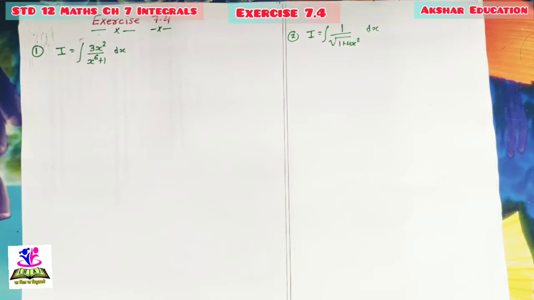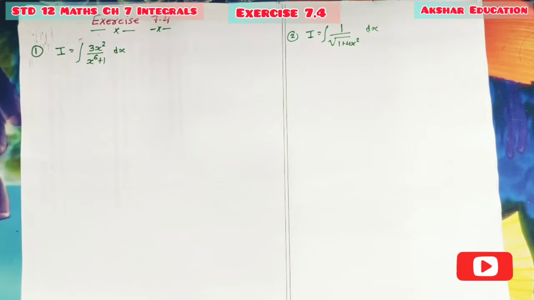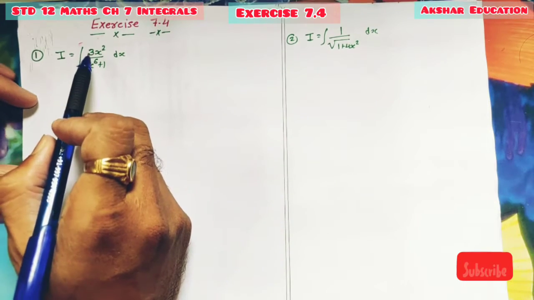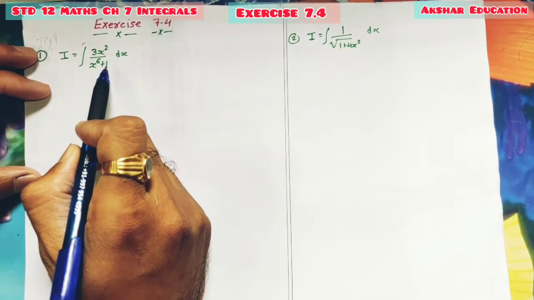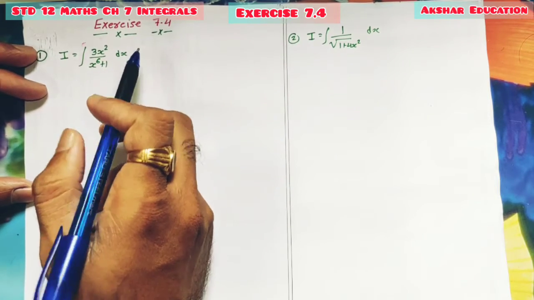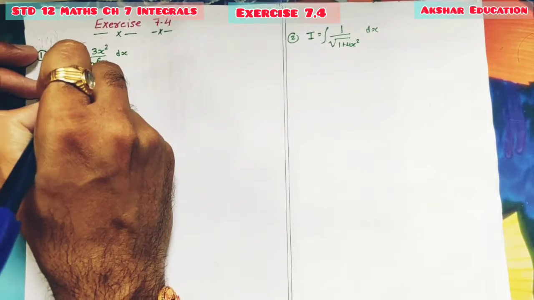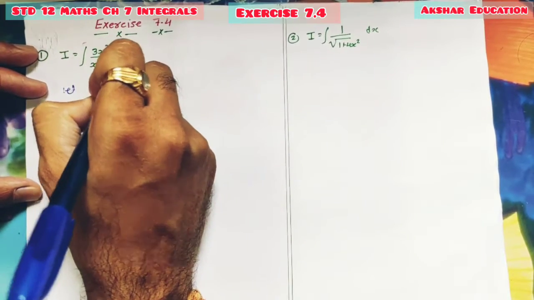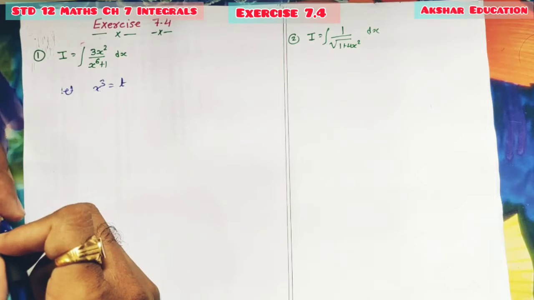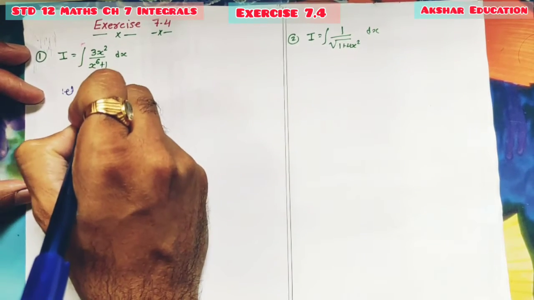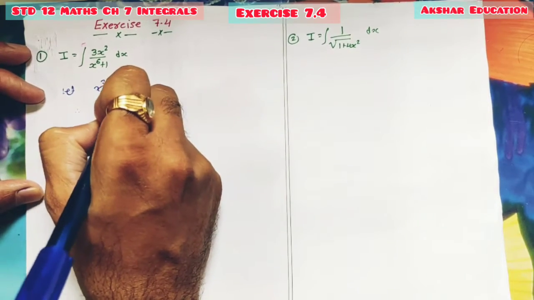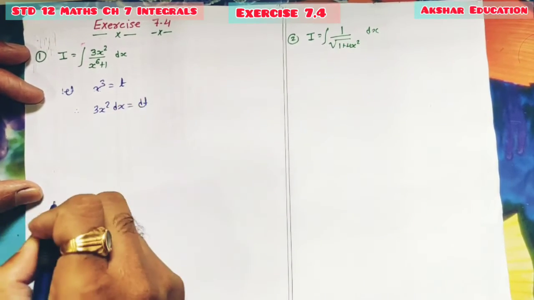Exercise 7.4. We have to find the integration of the given functions by using our particular function formulas. These are some particular functions. So here, we have to find the integration of 3x square upon x raised to 6 plus 1 with respect to x. If we take the substitution x cube equal to t, then differentiating on both sides, 3x square dx equals dt.